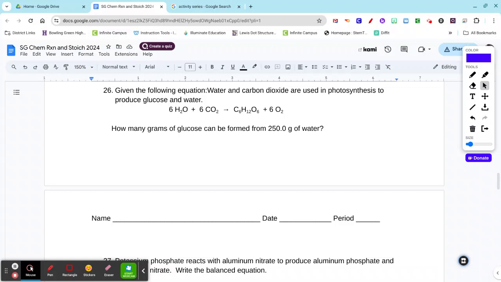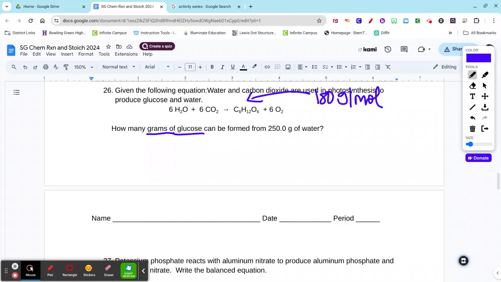I'm going to give you a disclaimer here that I have already calculated the molar mass for all the things that I need. So I'm going to drop my molar masses in here real quick. Okay, so I know that glucose, if I'm looking for grams of glucose, I'm going to need the molar mass. So I've already calculated it to be 180 grams per mole.